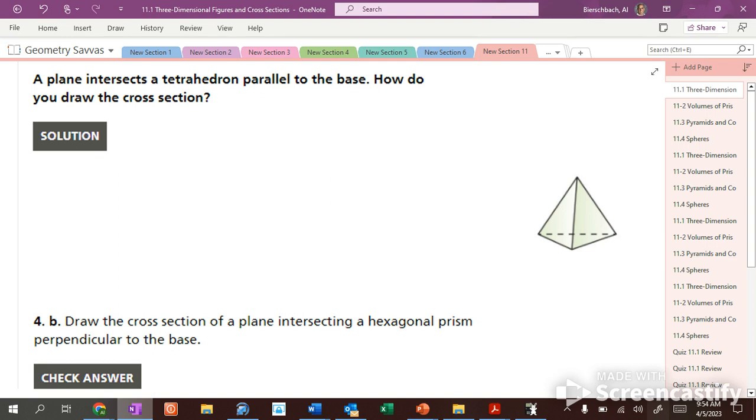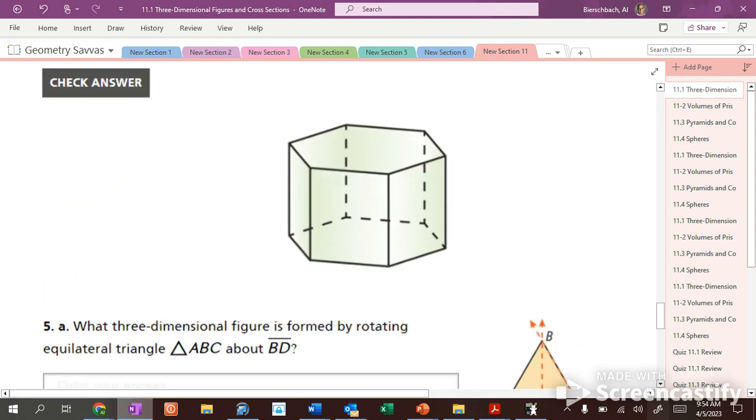Yeah. If I go parallel to the base and I make a cross section, what shape do I have? Triangle. If I go perpendicular to the base, what shape do I have? Triangle. Doesn't matter with this one. However we cut it, it's going to make a triangle.